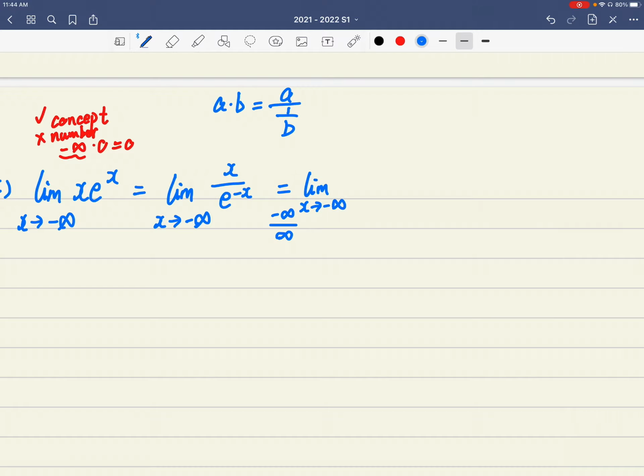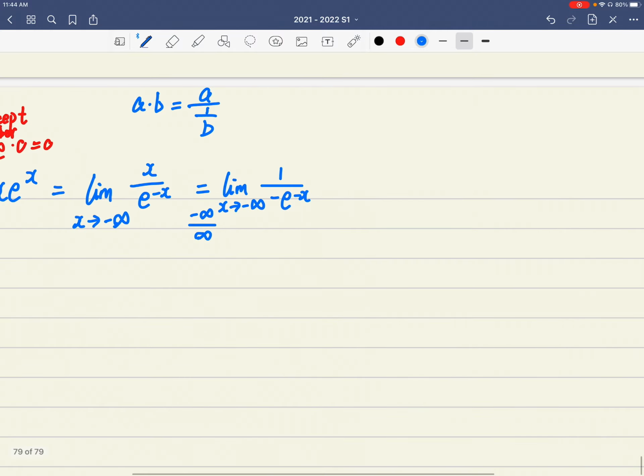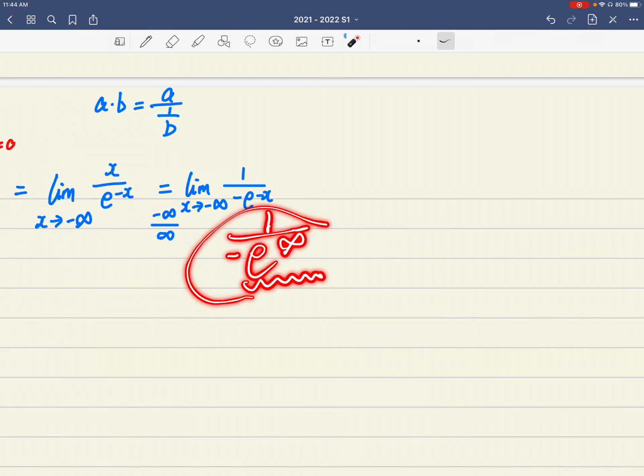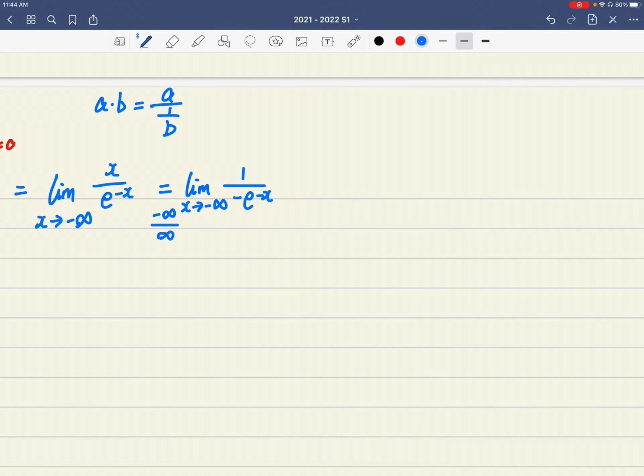Infinity over infinity, so we can differentiate the top, you get 1. You differentiate the bottom, it's the chain rule, it's negative e to the power of negative x. Then you do the substitution when x is approaching negative infinity, it is negative e to the power of positive infinity over 1. So this part is very, very large, so the whole fraction is closer and closer to 0. So the result is 0.